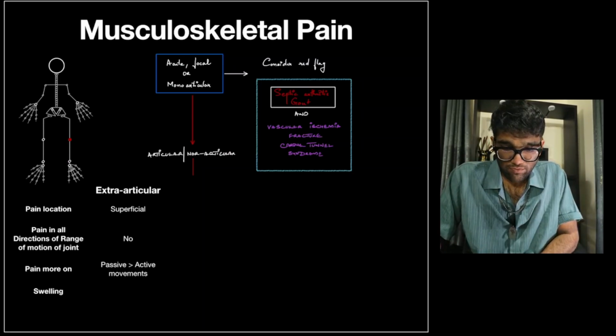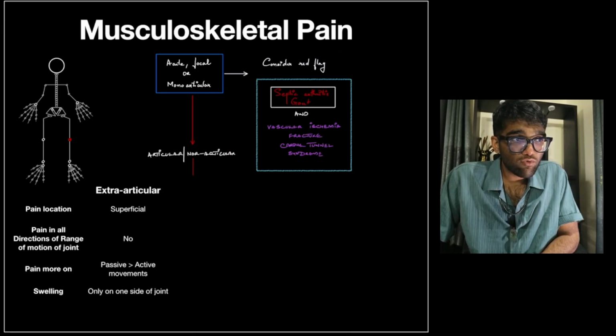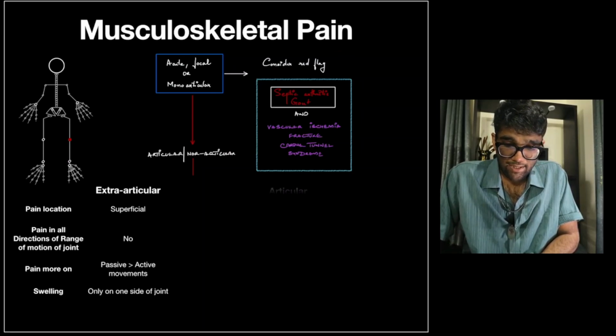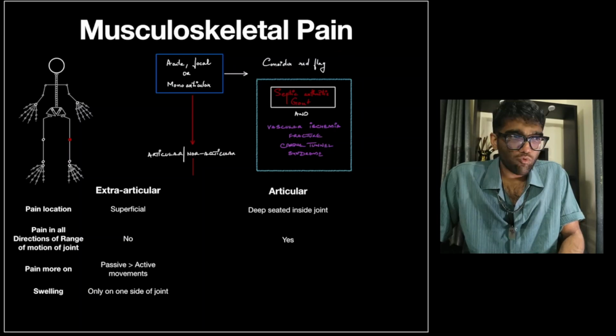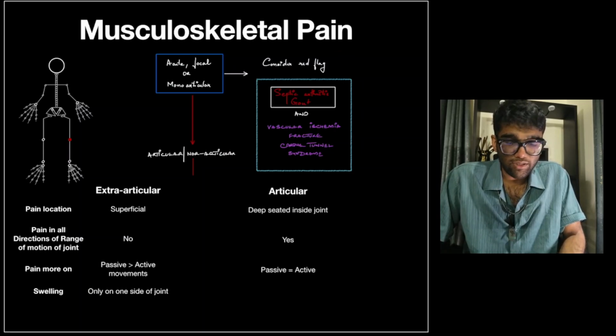Okay, now finally, swelling obviously would involve only one part of the joint. On the other hand, in case of articular pain, the pain is deep seated within the joint. It is there in all directions of movement of the joint, because the joint is a three-dimensional structure. Third, the pain is there in both passive and active movement. It is approximately equal in magnitude in both.